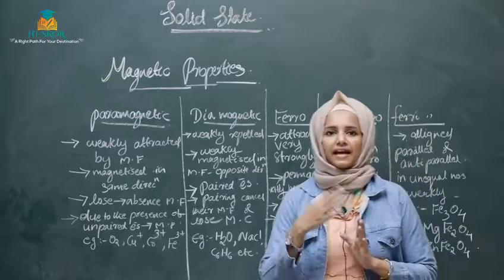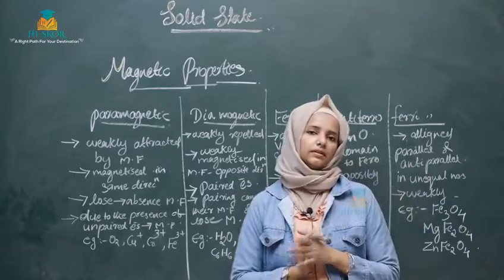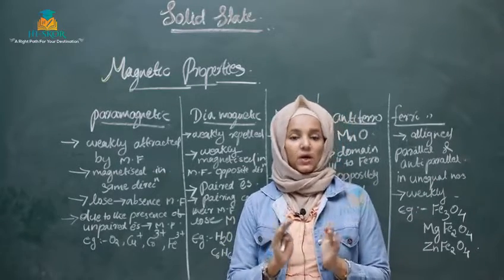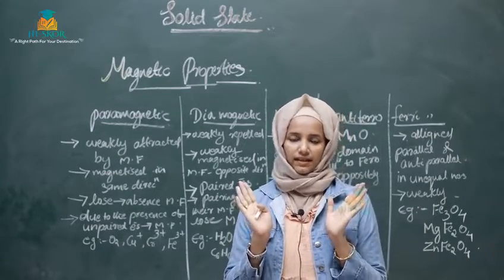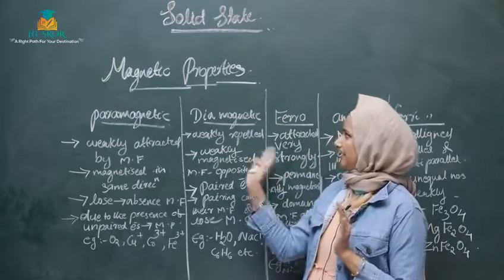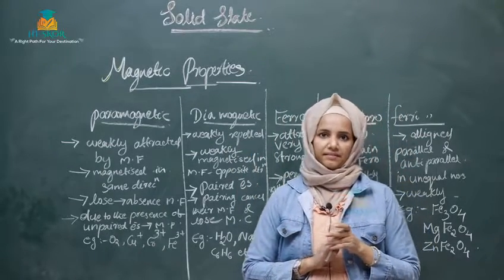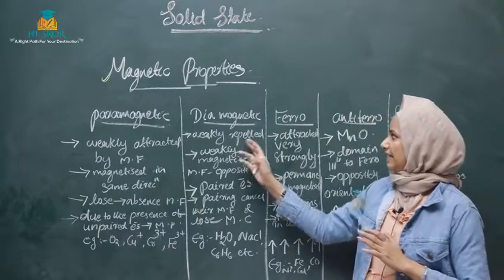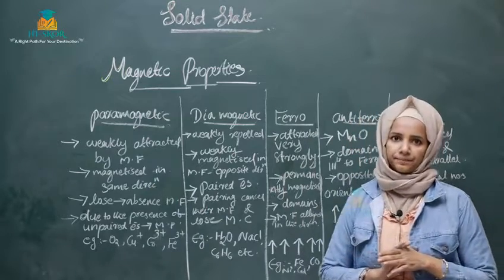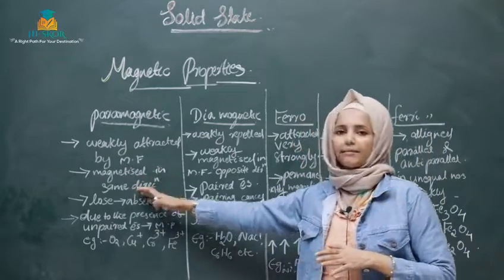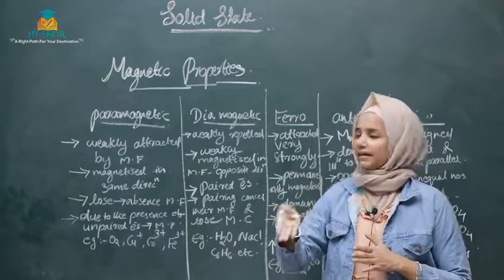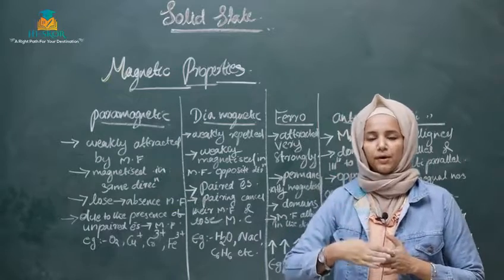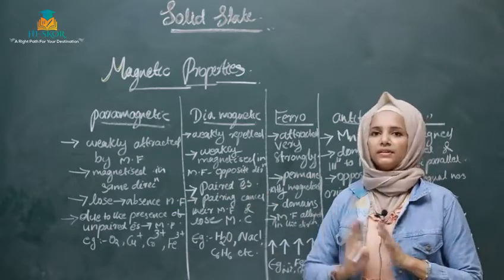The next type is diamagnetic. There are no unpaired electrons present. That means all the electrons are paired. In diamagnetic substances, all the electrons should be paired. And also they are weakly repelled by the magnetic field. In the other case, they were weakly attracted, but here they are weakly repelled by the magnetic field. Paramagnetic substances were magnetized in the same direction, but in diamagnetic substances, when a magnetic field is applied, they are oriented in the opposite direction.